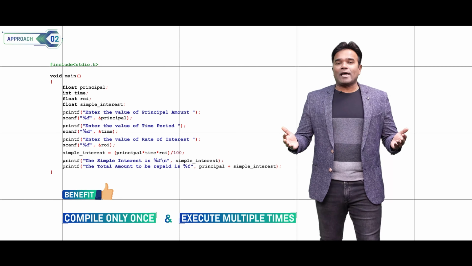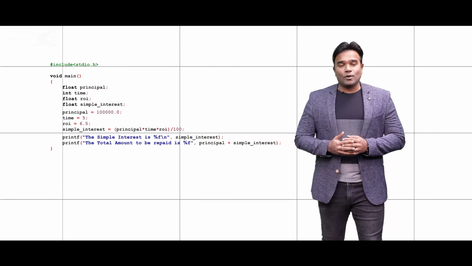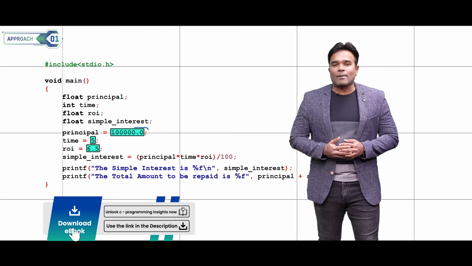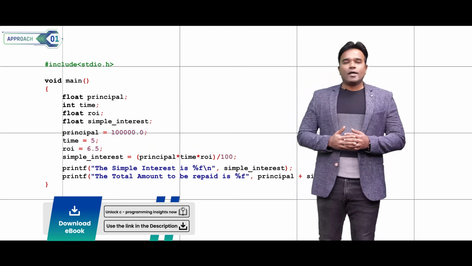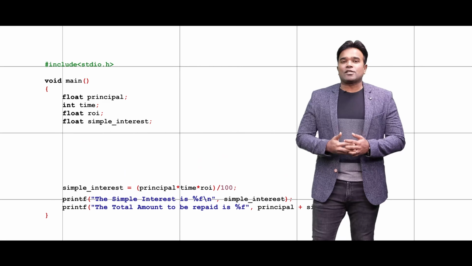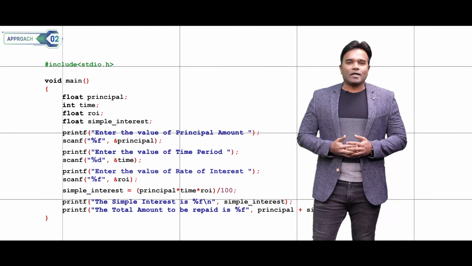In other words, without actually recompiling the program, you have been able to execute the same program with a different set of values, because you have coded your program in such a manner that you are not hard coding any inputs. Rather, you have coded your program in such a manner that it actually takes the input from the console.